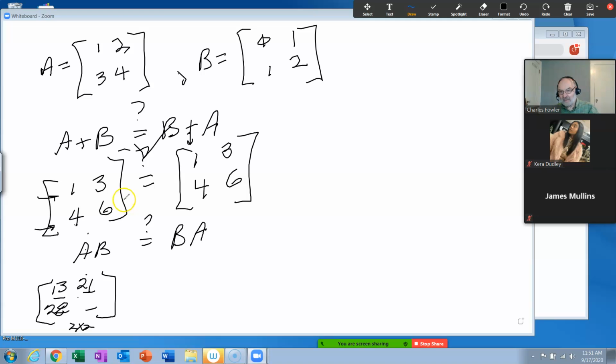Sorry. I'm losing my voice again. The 2-2 element here, second row, second column, that's 4 times 3 is 12, plus 36 is 48.